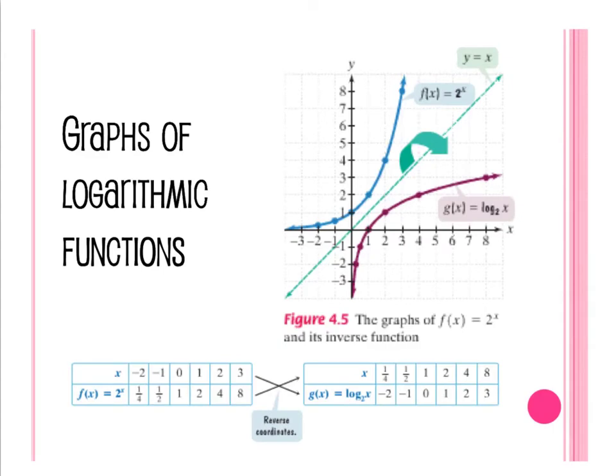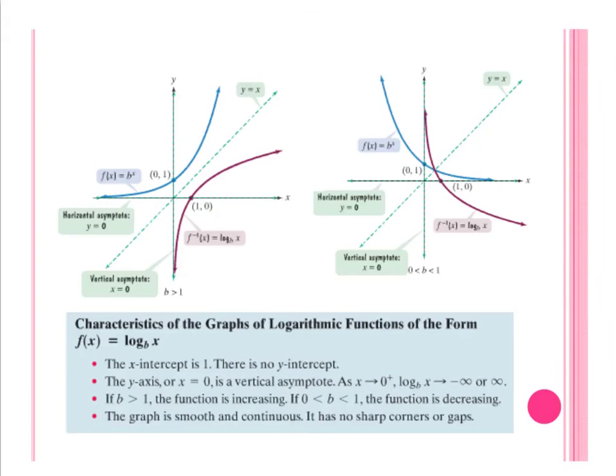Okay, remember that a logarithm is the inverse of the exponential function. So it's a reflection over the line y equals x. So notice if it's here, it gets reflected over here. If it's here, it gets reflected over here. So what's happening? The x's and the y's are being flipped. Let's explore some properties.